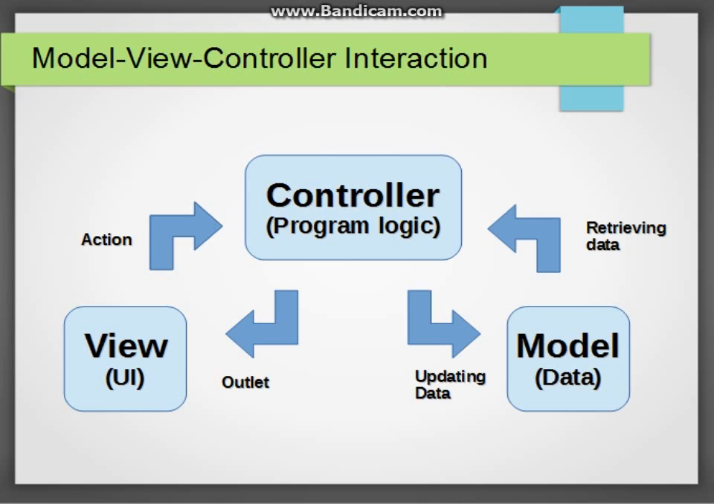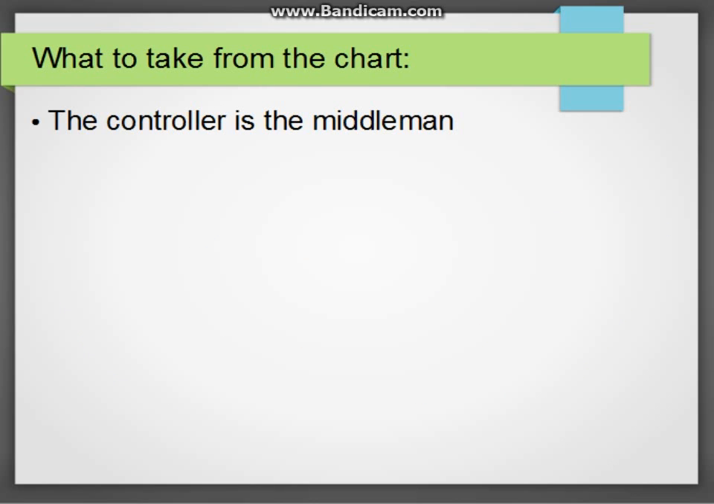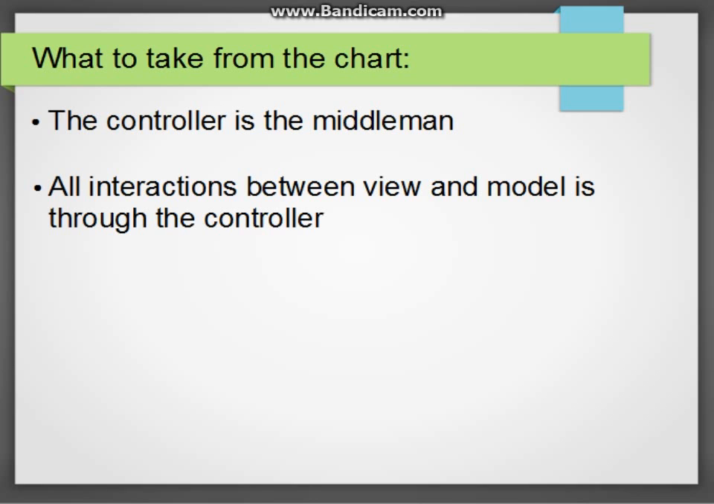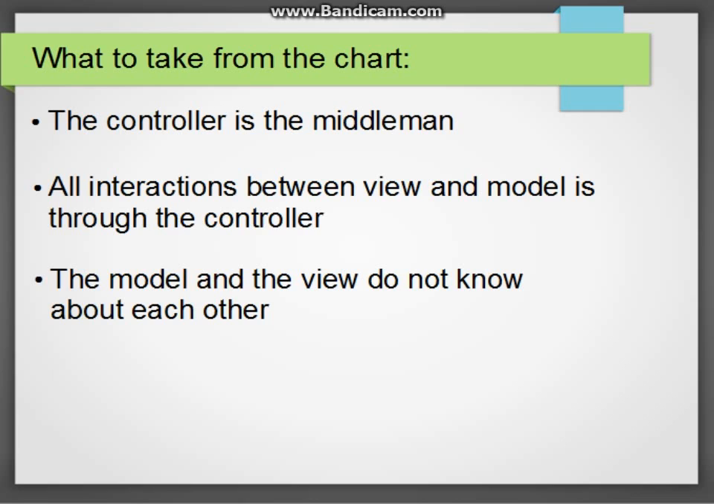Alright, so one thing you can see from this interaction chart is that the controller is always the middleman. The view and the model never directly interact with each other, and if they want to interact, it has to be through the controller. All interactions between the view and the model are through the controller. And the third thing is that the model and the view do not know about each other. So they can't even interact in the first place, and they're not supposed to know about each other. Everything is done through the controller.